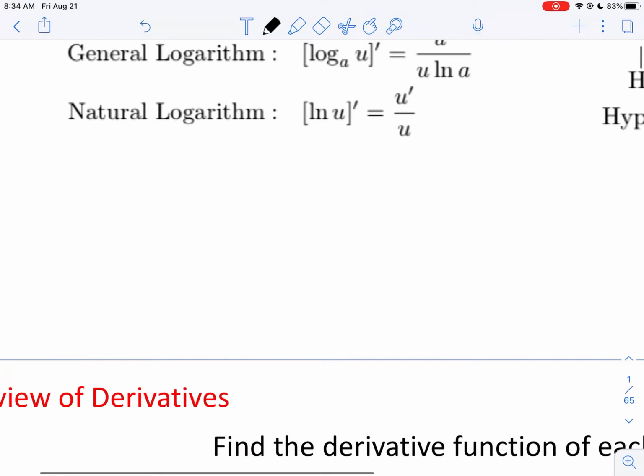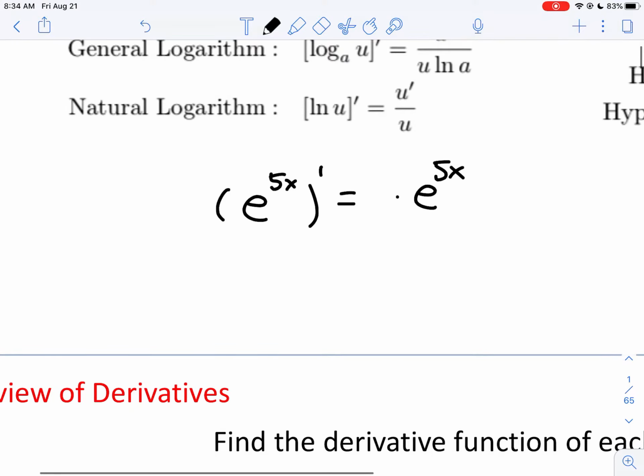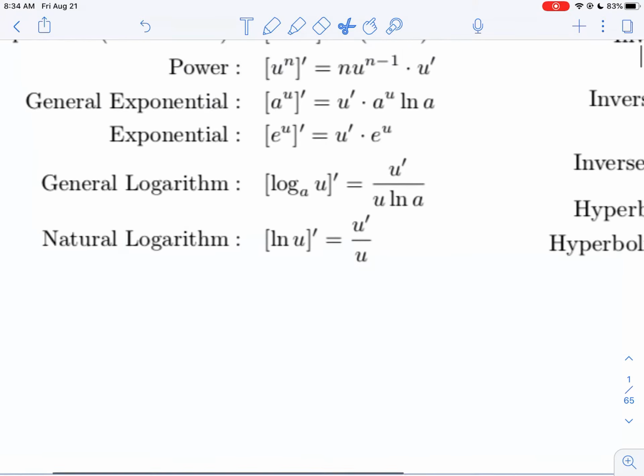So a specific example of this, if you have, say, e to the 5x, and I say, hey, what's the derivative of e to the 5x? Well, one part of this is to just rewrite it, e to the 5x, and then in the front, I put the derivative of the 5x, which is 5. Right, so you get 5 e to the 5x is the derivative of e to the 5x.